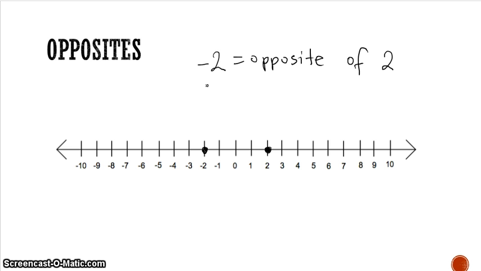For example, if I want the opposite of 5, the opposite of 5 is going to be -5. So 2 and -2 are opposites, 5 and -5 are opposites. Now what if I want the opposite of a negative number? Say I want the opposite of -8. Well, I just look on the other side of 0 and I find the positive 8.